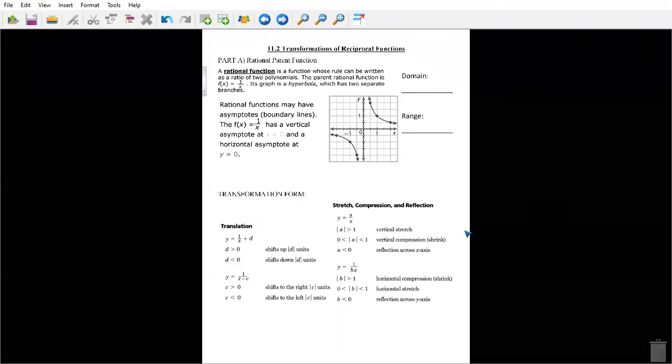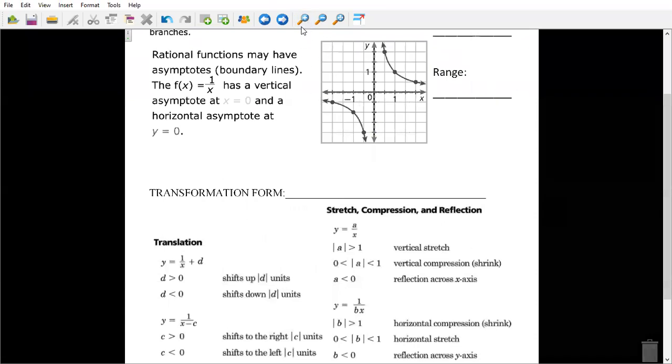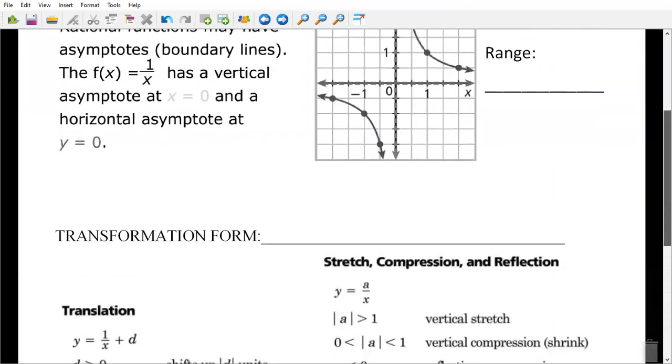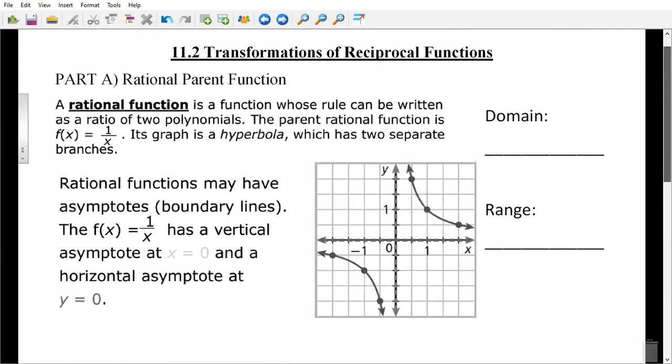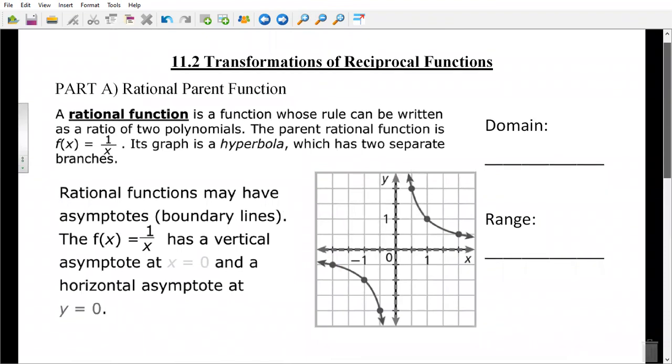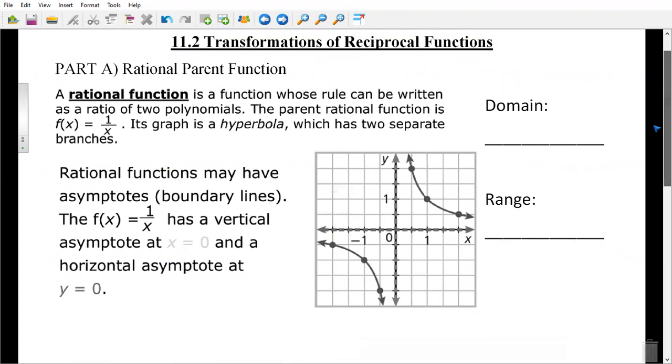Okay, we are starting 11.2 today. 11.2 is our transformation of rational functions, also known as reciprocal functions. Okay. A rational parent function is what we're going to start off with.